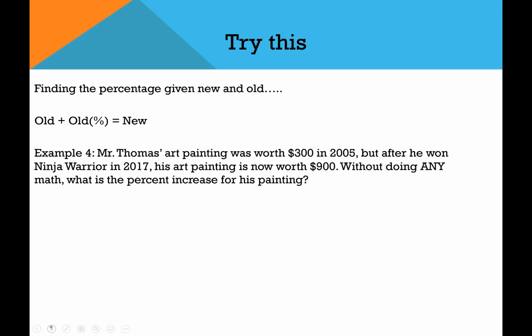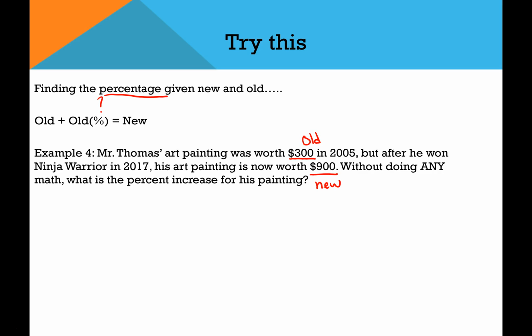All right, now we're kind of moving on from what we just did, and we're going to now find the percentage given the new and the old. So we're now going to be looking for this. And I'm not going to tell you in the problem. You kind of have to identify what you're given and what you're looking for. So Mr. Thomas's art painting was worth $300 in 2005. So that's going to be the old value. But after he won Ninja Warrior in 2017, his art painting is now worth $900. So that's the new value. Without doing any math, what's the percent increase for his painting?